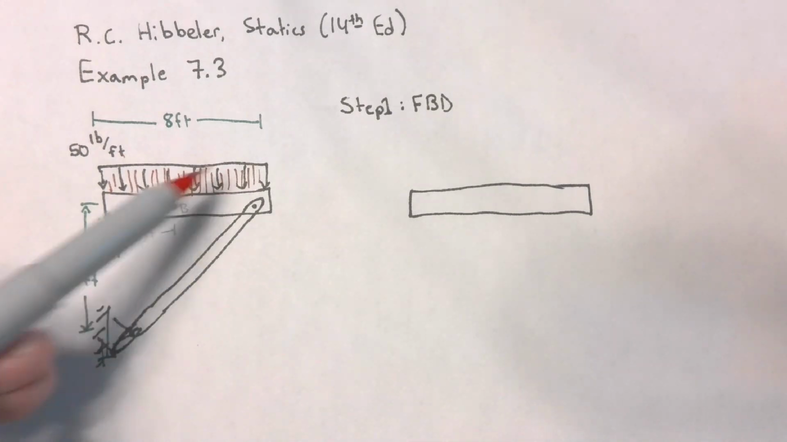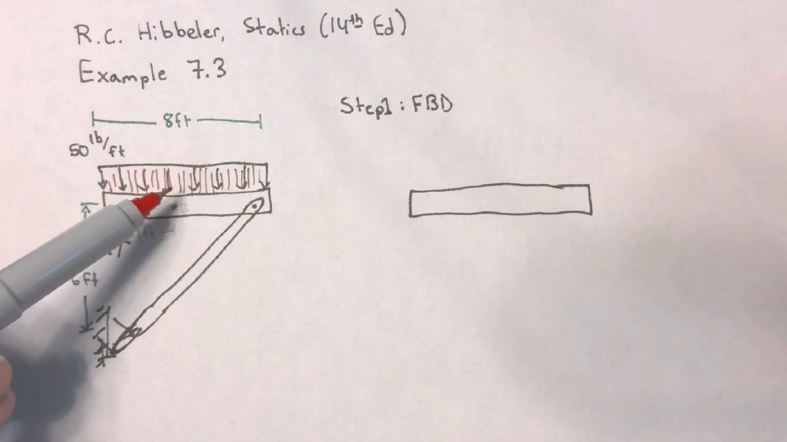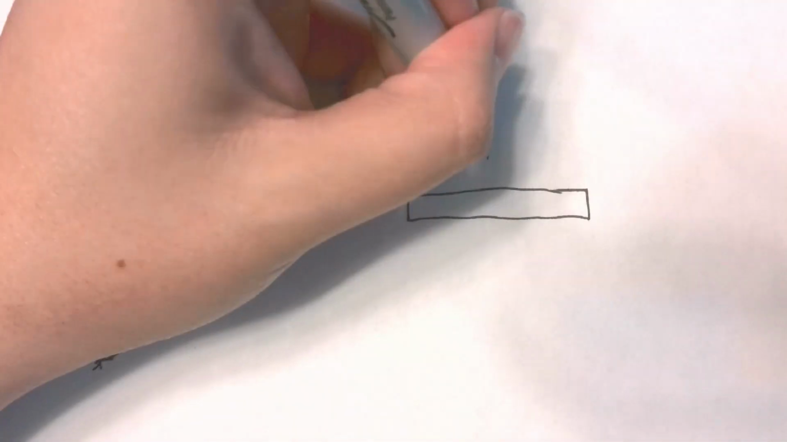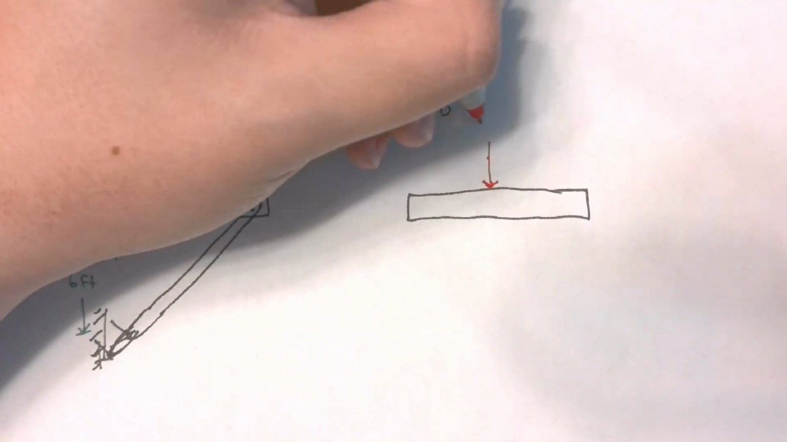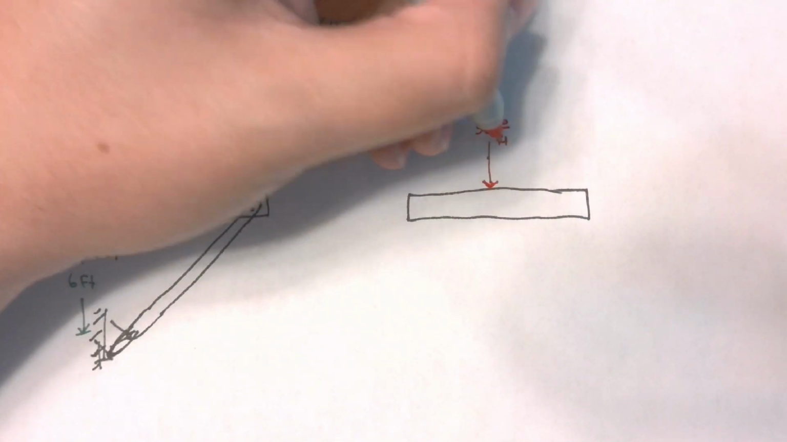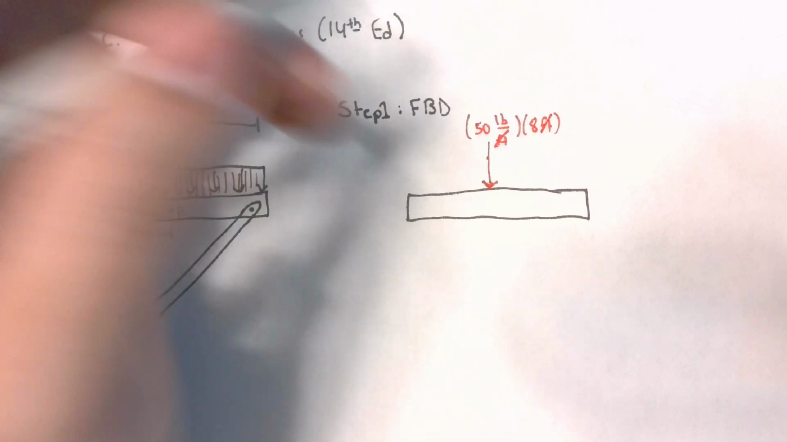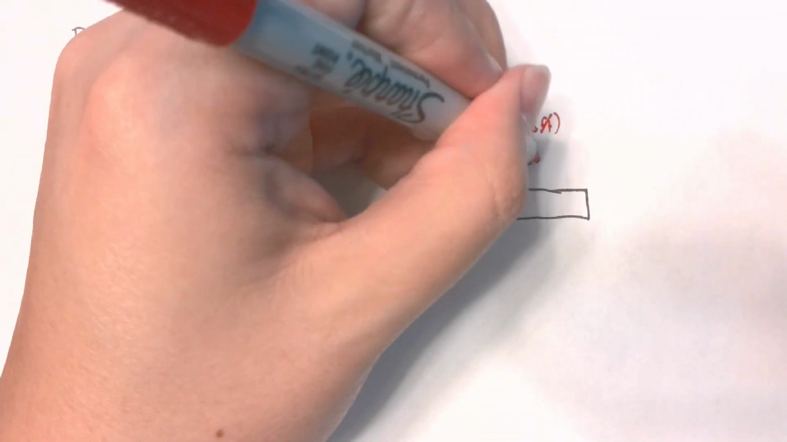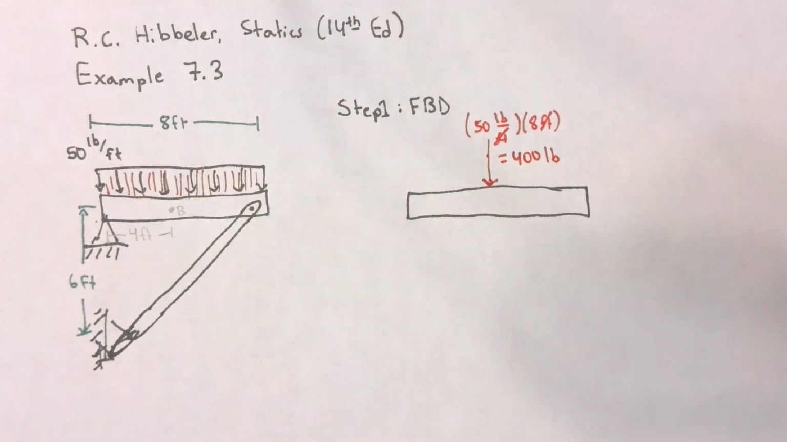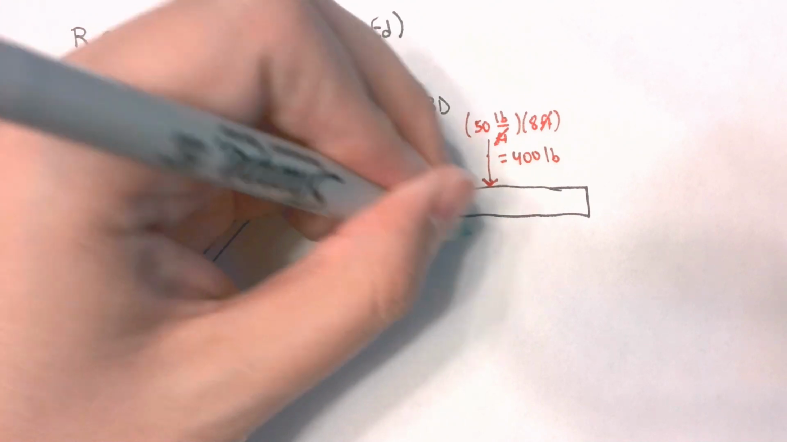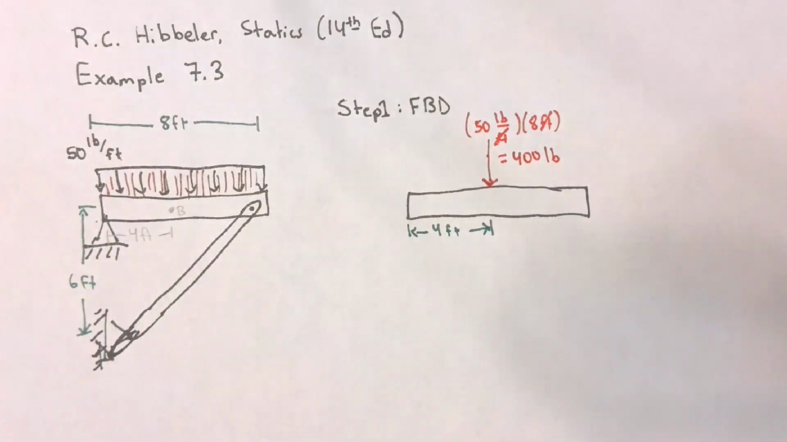Okay. This is rectangular, so we know that the point force acts along the centroid. For a rectangle, where's the centroid? The middle. Yep, right down the middle. So we have 50 pounds per foot times 8 feet. The feet cancel out, and that gives us 400 pounds, and that is acting down at the middle, which is 4 feet from the left.